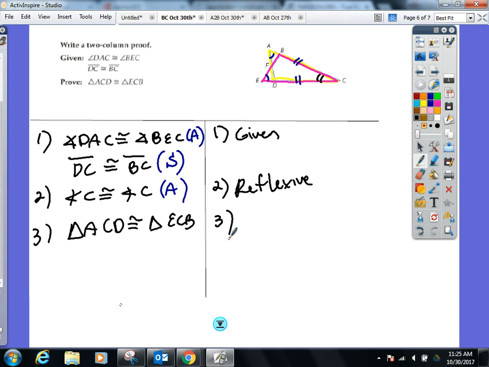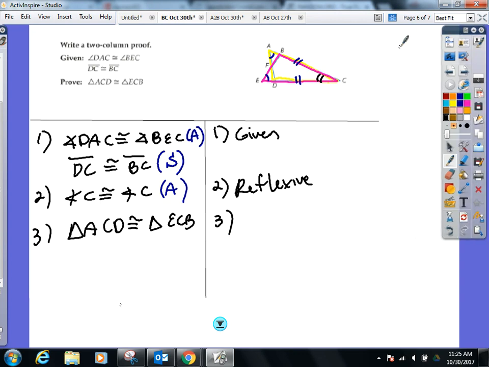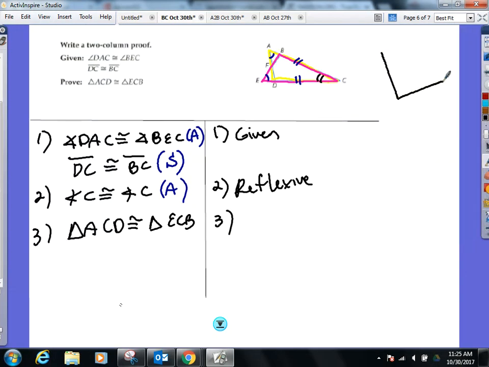Draw out one of the triangles. Take one of the triangles, draw them out. All right, so I'm going to take triangle ADC right now. It doesn't have to be anything fancy. So here's triangle ADC. Put whatever markings you put on it.